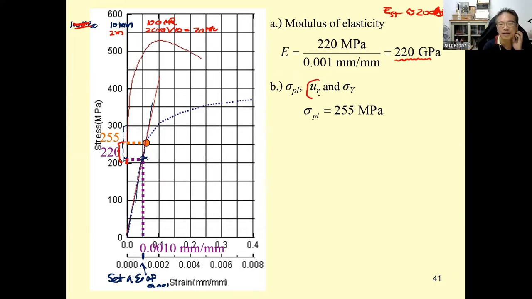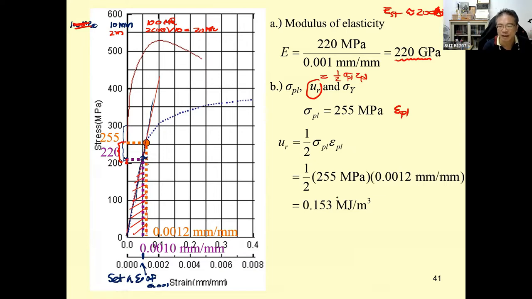And then to determine this is modulus of resilience. Modulus of resilience is the area under the stress strain diagram up to the proportional limit. So you got to determine the strain at the proportional limit. Just project it down and do the same thing of proportion. You got this for 0.0012. And then, you know, this area is going to be the triangle. So the U sub R is going to be 1/2 sigma sub proportion times strain sub proportion. You just put everything together.